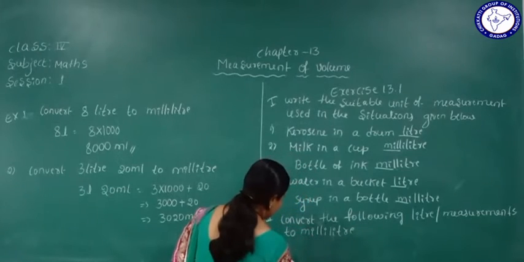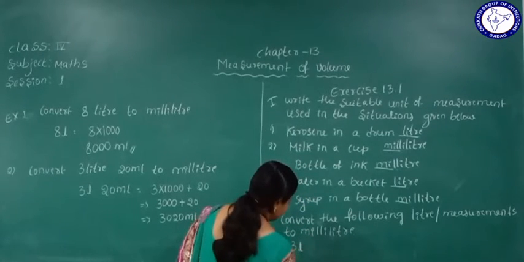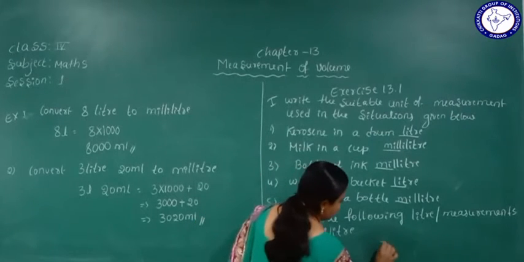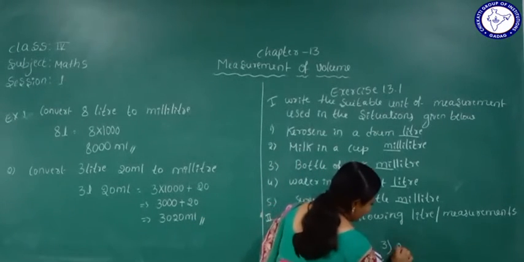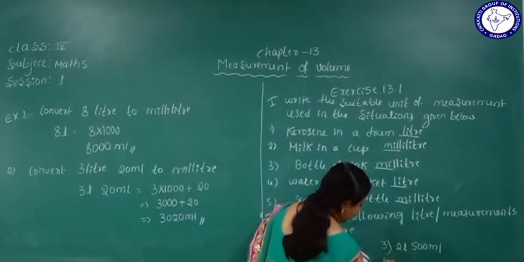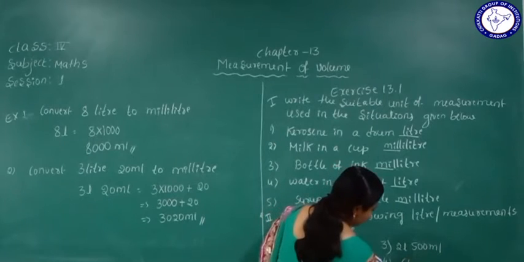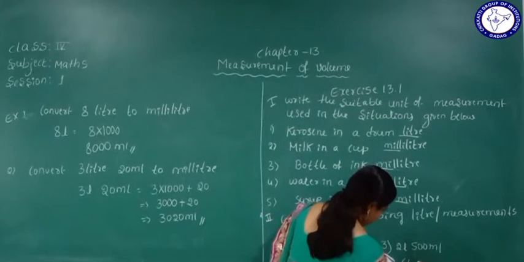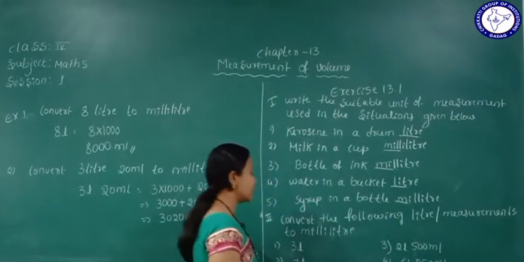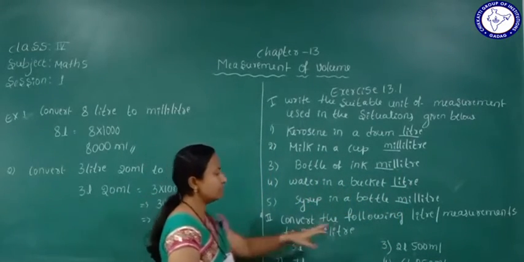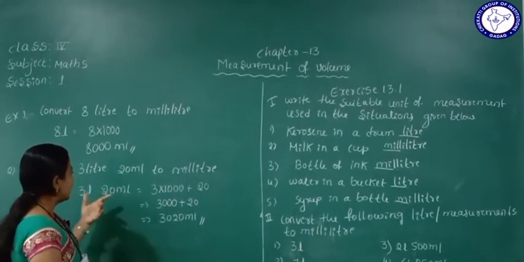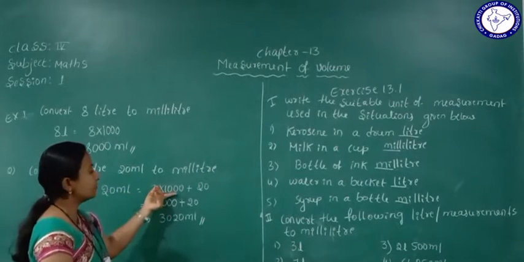Yes, first one 3 liter, second one 7 liter, third one 2 liter 500 ml, next 6 liter 250 ml. Yes, how will we be converting? So here the quantities are given in liters, and we will convert liter to milliliter. They are given here in liter form, and we will be converting to milliliter form.